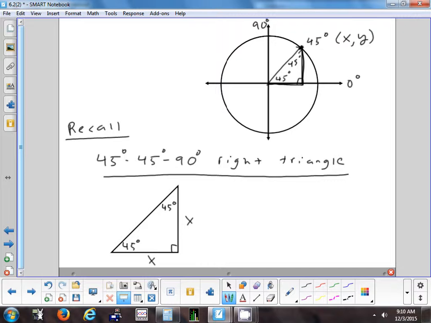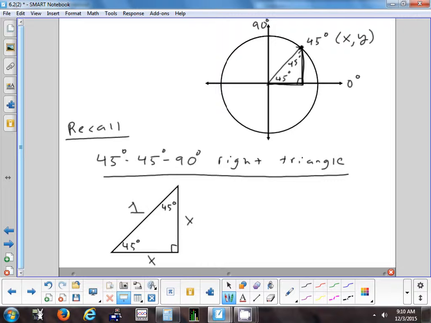This hypotenuse, go back to looking at the circle, is really the what of the circle? It's the radius. And since we're on a unit circle, how big is my radius? It's 1 unit. Right. Now all I have to do is figure out x.